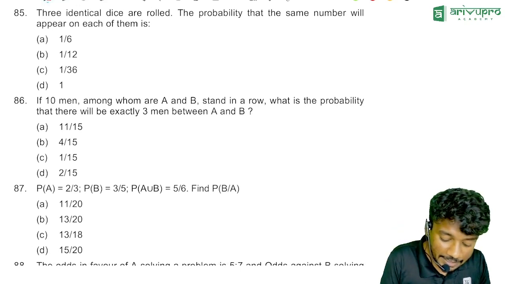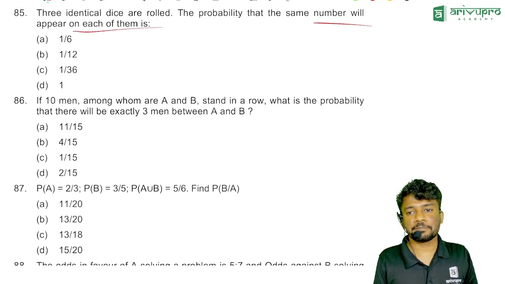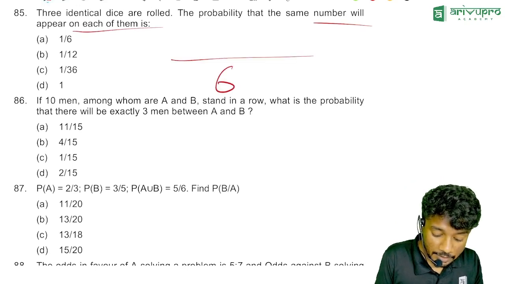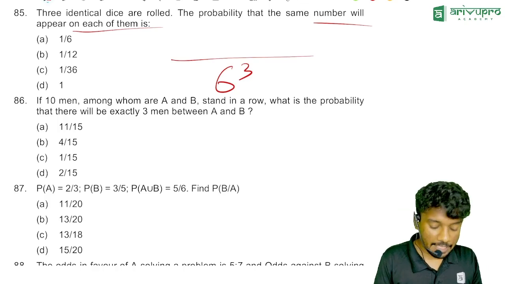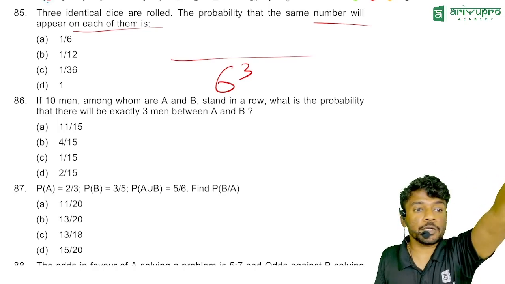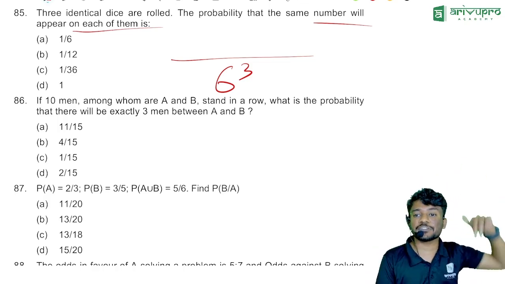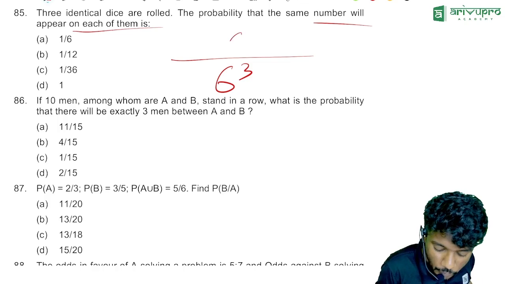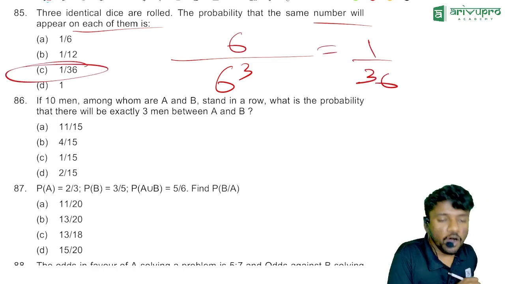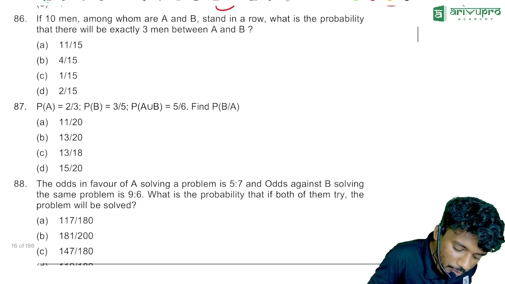Next question. 3 identical dice are thrown. The probability that the same number will appear on them. Yes. Total how many outcomes are there? 6 raised to 3. Then all the numbers equal means 1, 1, 1, 2, 2, 2, 3, 3, 3, 4, 4, 4, 5, 5, 5 and 6, 6, 6. So 6 by 6 cubed, that is 1 by 36. Option C is our answer. Am I correct? Yes. Do the next question.